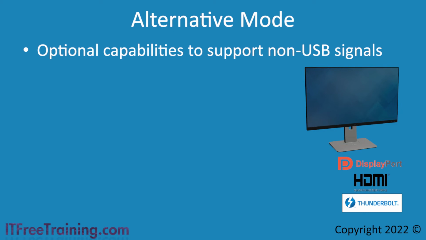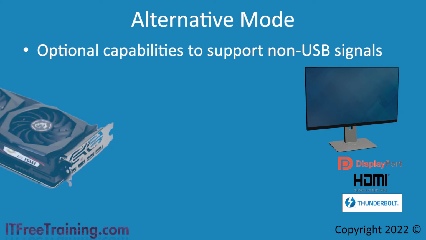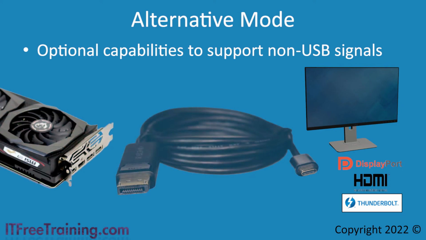So essentially, what we can do is plug in our video cable and a DisplayPort to USB-C cable. When the cable is plugged in, the monitor will sense a DisplayPort is on the other side of the cable. When USB-C detects DisplayPort is on the other side, it configures itself to use DisplayPort alternative mode. So essentially, one USB-C port on the monitor could support DisplayPort, HDMI, and Thunderbolt.